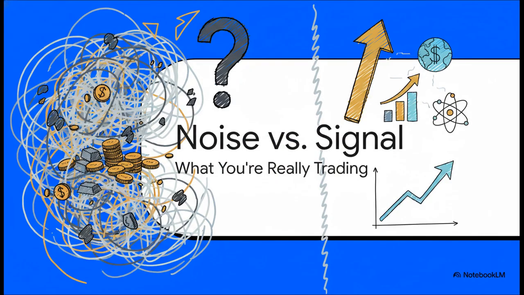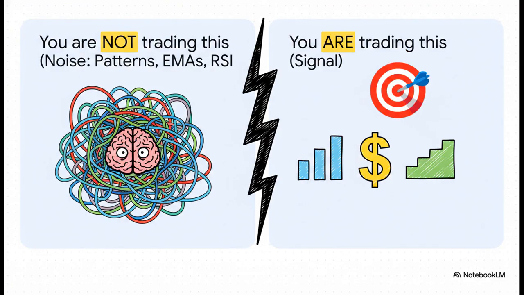You see, the core problem, more often than not, comes down to one thing. We're all focused on the wrong information. The real key to consistency is learning to tell the difference between all that distracting market noise and the actual signal that's driving the price. Now, this is going to flip the script on what most of us were taught.